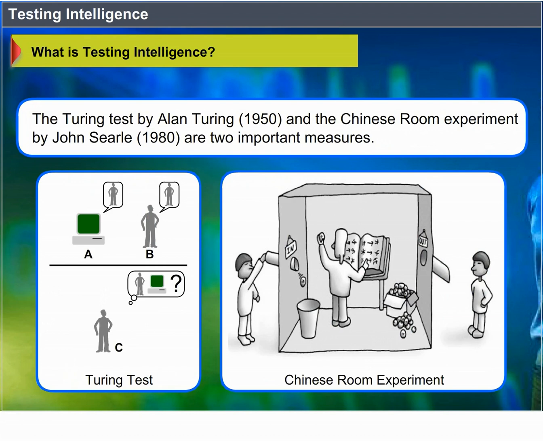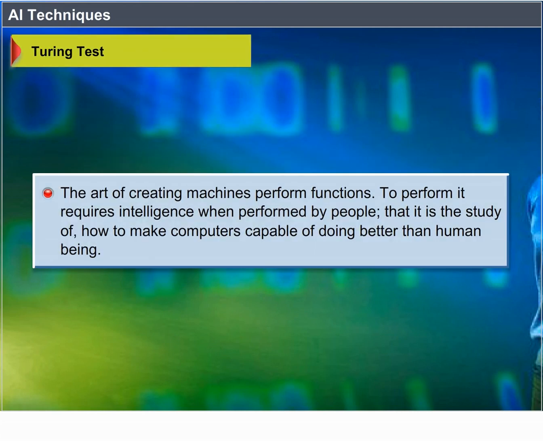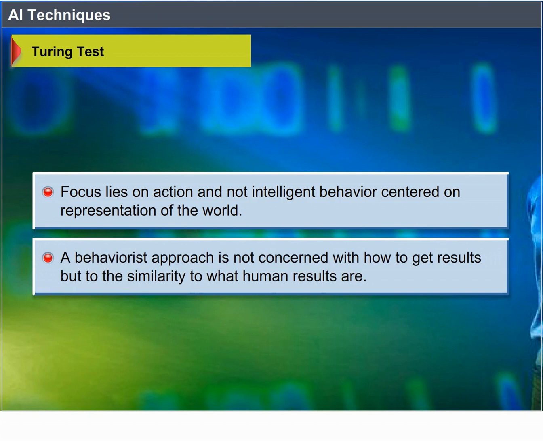Turing test. The art of creating machines that perform functions which require intelligence when performed by people. That is, the study of how to make computers capable of doing things better than human beings. Focus lies on action and not intelligent behavior centered on representation of the world. A behaviorist approach is not concerned with how to get results, but with the similarity to what human results are.